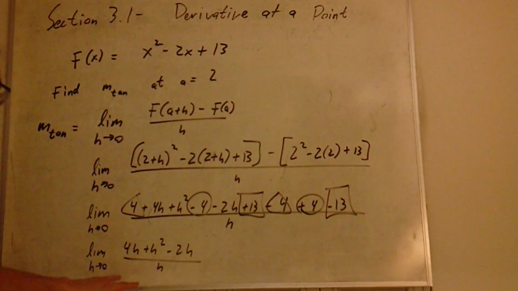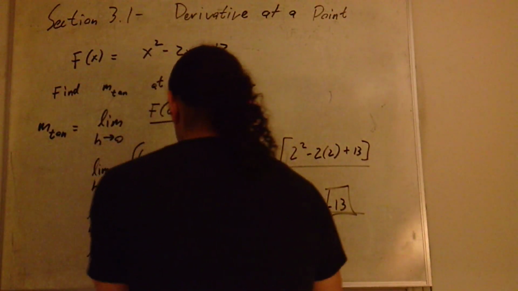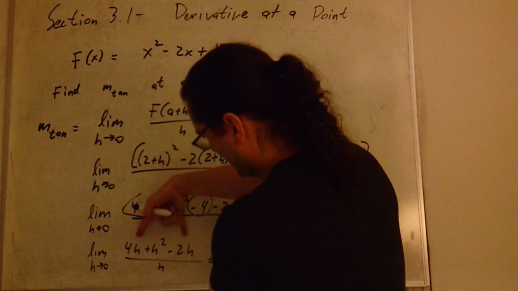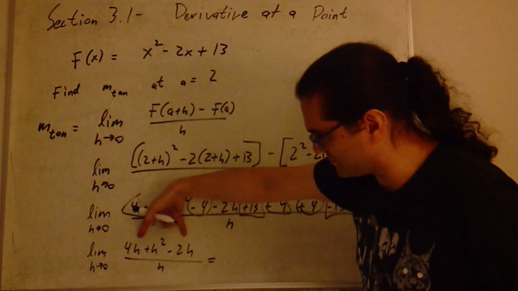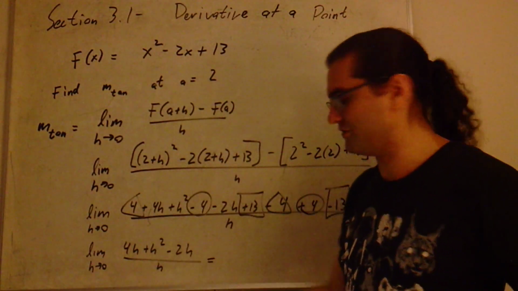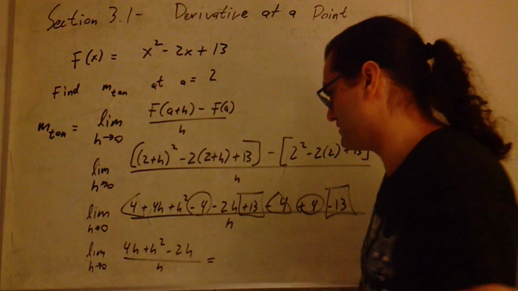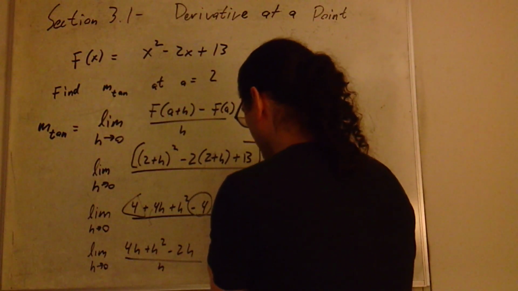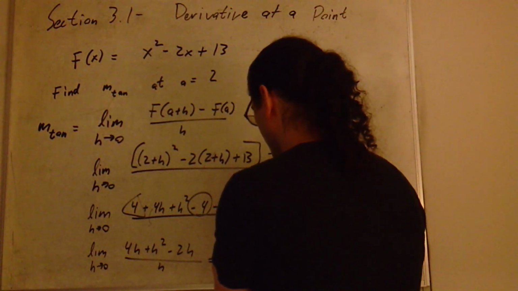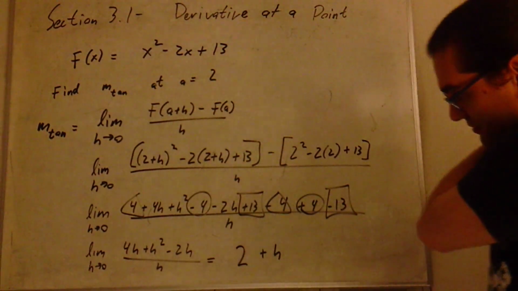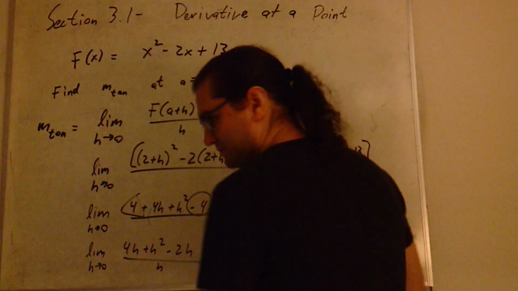And we can clean that up a little bit as well. I'm just going to take the h out of the bottom at the same time that I combine like terms here. So the 4h minus 2h leaves you with 2h left on top, and then you take an h out of everything. The 2h on top is just going to turn into a 2. H squared will turn into an h.